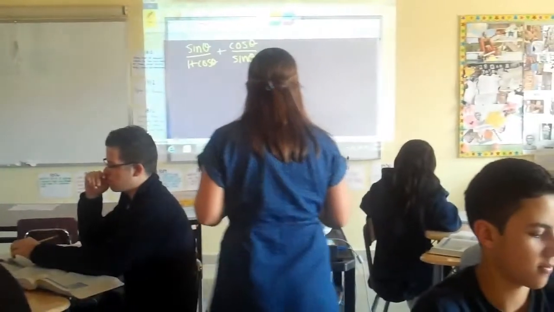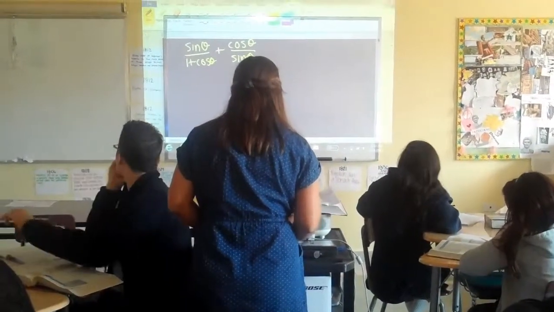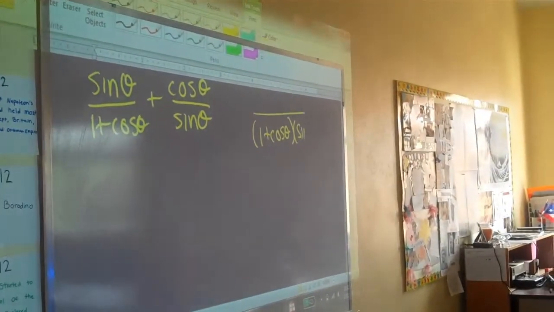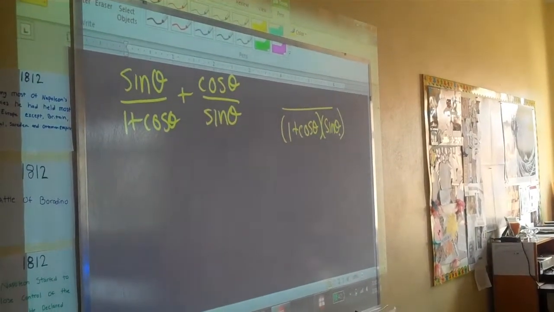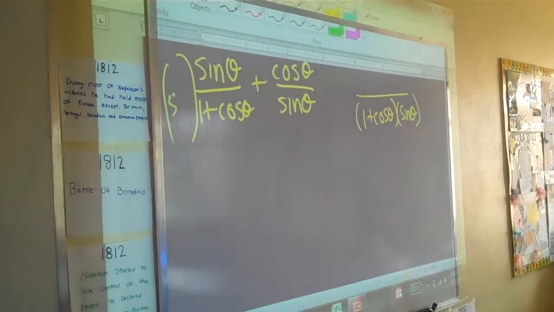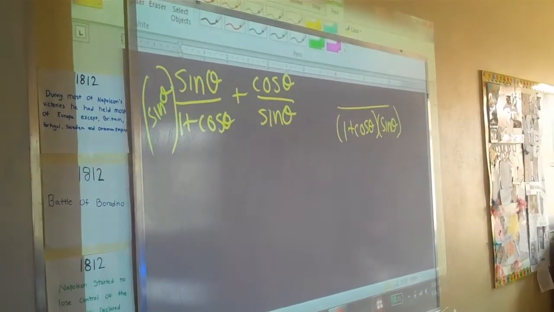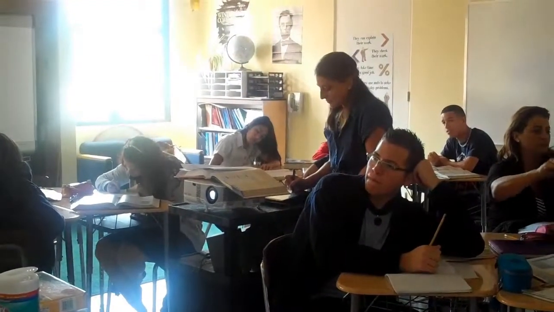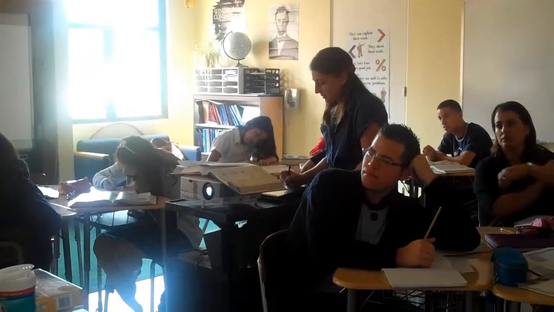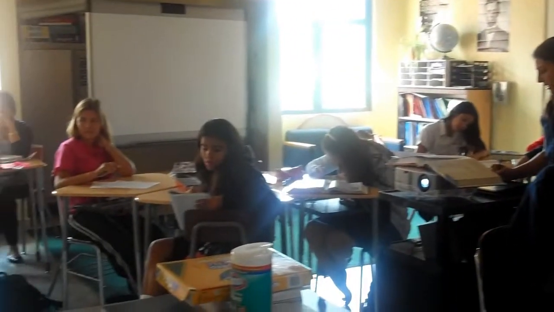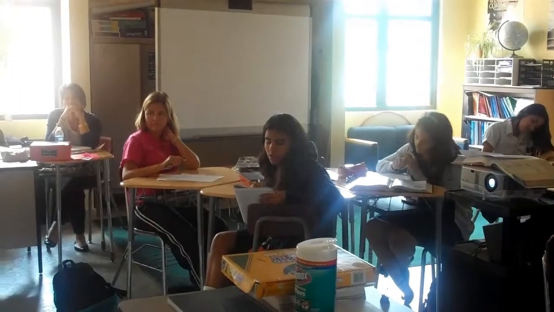So can I have everyone's attention back at the board? So we know sine theta over sine. So you would multiply by sine theta. Good. So I take this whole term and multiply it by sine theta. So what would this fraction become? 1 plus cosine times sine theta. Times sine theta. Good. So what would I do to this term?